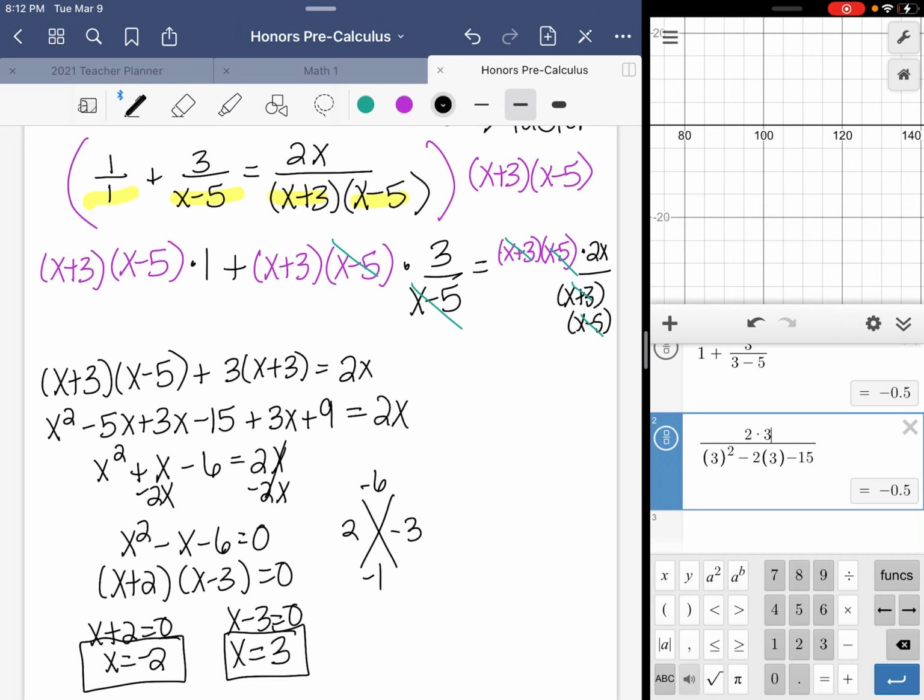So the key here is to find your LCD. Anything that can be factored, go ahead and factor it in the denominator so you can find common terms. So you make sure you can find the LCD. And then go ahead and multiply it out and make sure you check for extraneous roots.